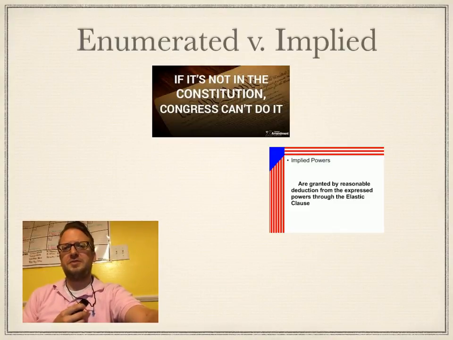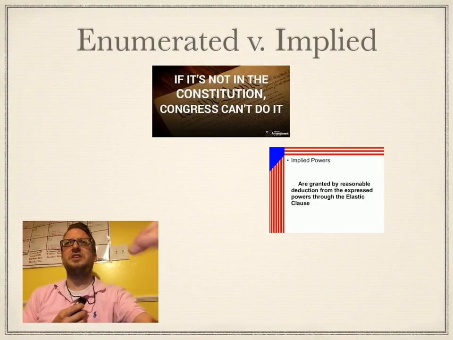Now, there are two types of powers in our Constitution. The first is called enumerated, and the second is called implied. Now, enumerated is what you see up there at the top. If it's not in the Constitution, Congress can't do it. Enumerated means written down exactly there as it is, right? Now, an implied power means you potentially have the opportunity to do this.